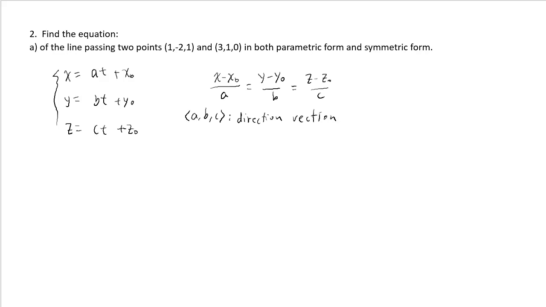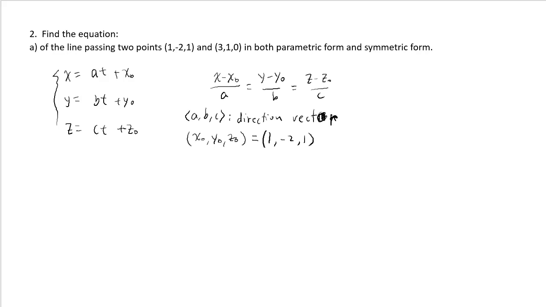It's different from the slope, because slope is like the ratio of things, and if you have three numbers, you don't know what to do with the ratio, right? But it has the same function as the slope because it gives you the direction, and slope also tells you the direction. Okay. And then x0, y0, z0 is a point on the line, and in our case we can pick either of the two. Let's pick (1, -2, 1) as the first one. Okay. Now the direction vector.